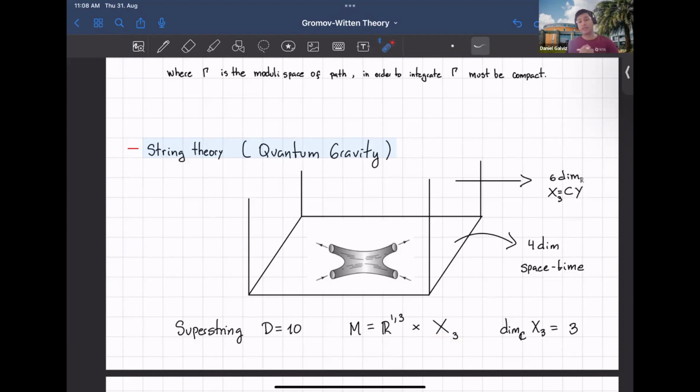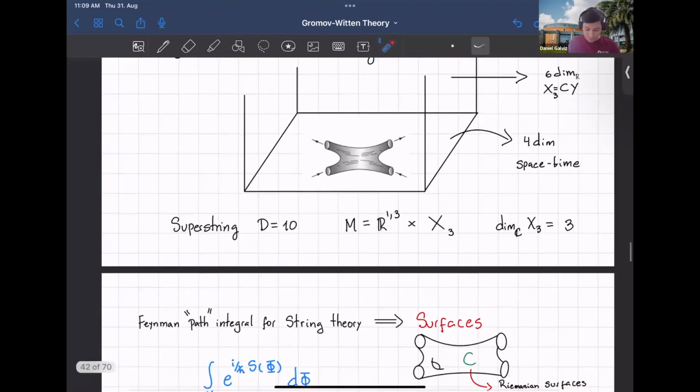And we say, or we argue, that we cannot observe these 6 extra dimensions because they are really small, so they cannot go really far. So the argument for this to be really small is that this Calabi-Yau, or this ambient space, this fibration, should be a compact manifold.